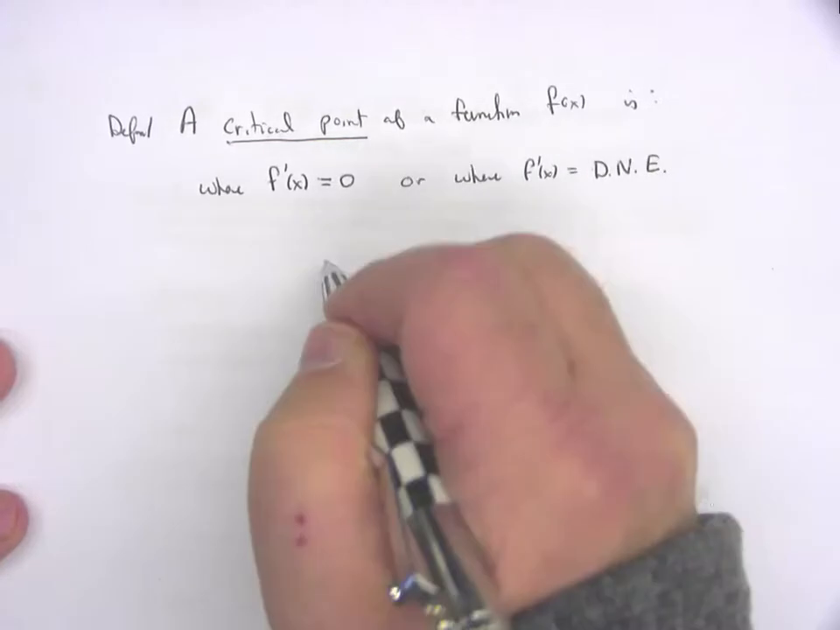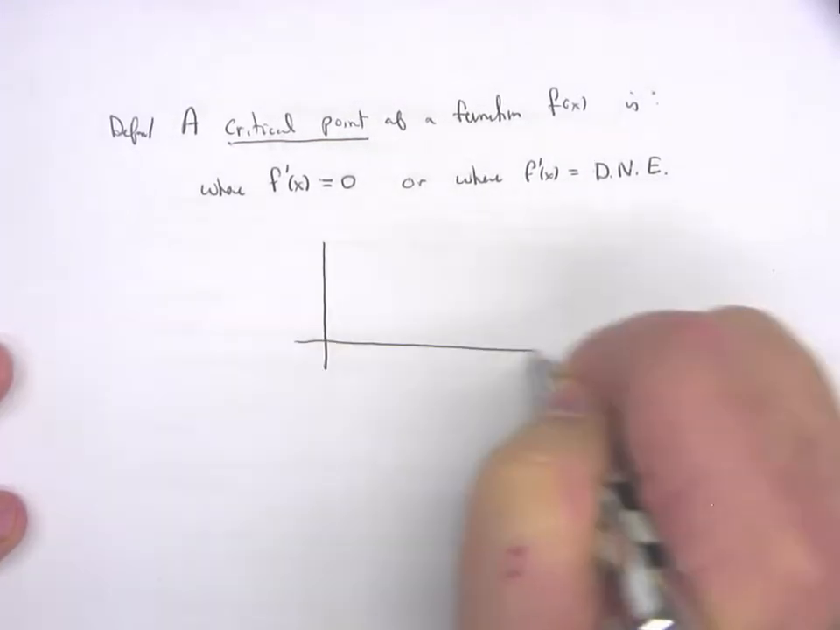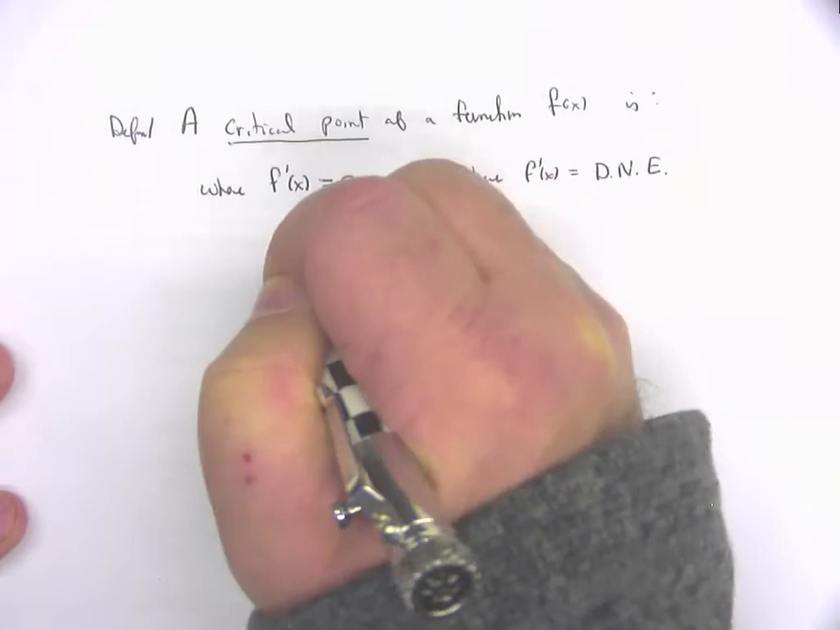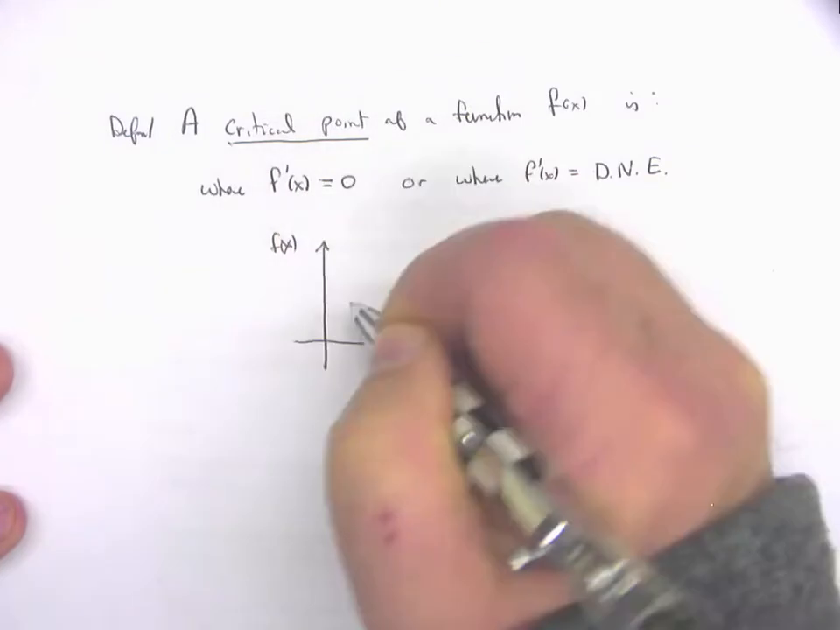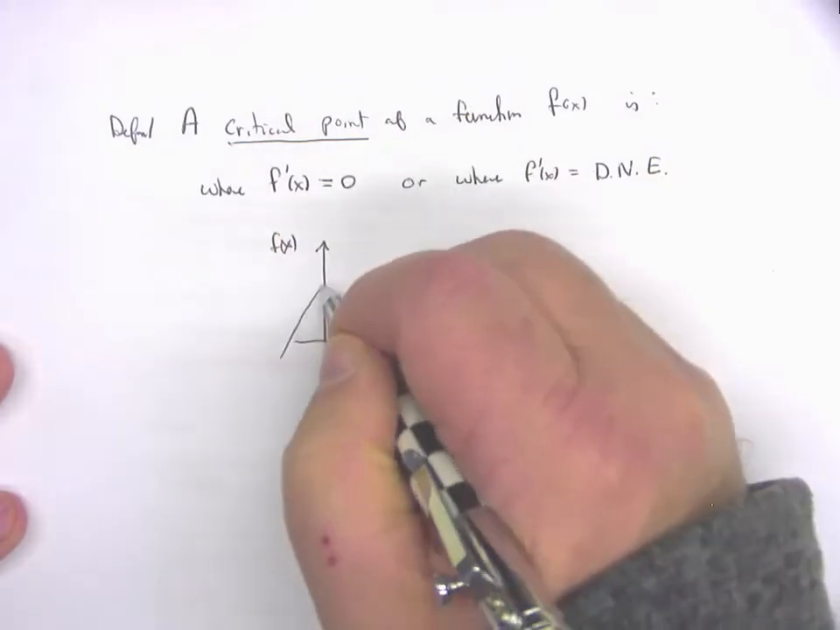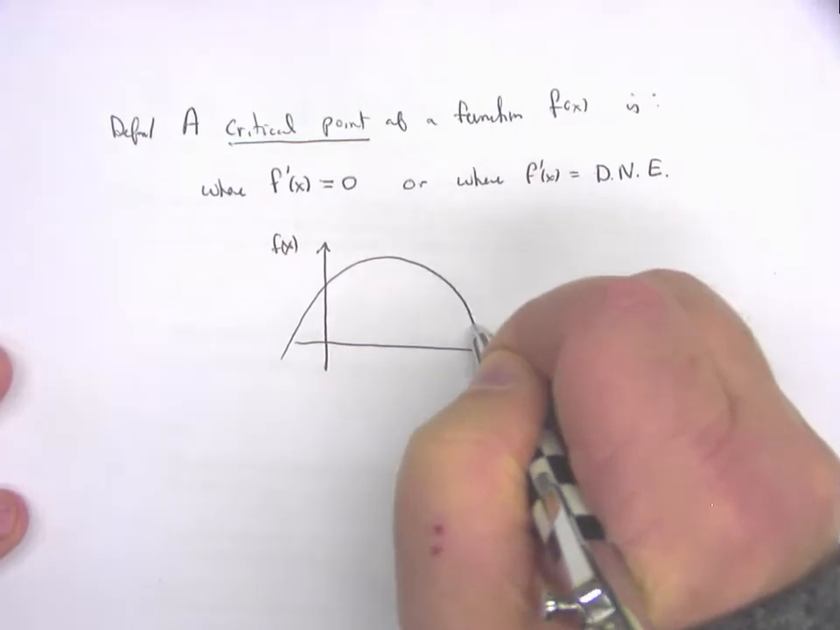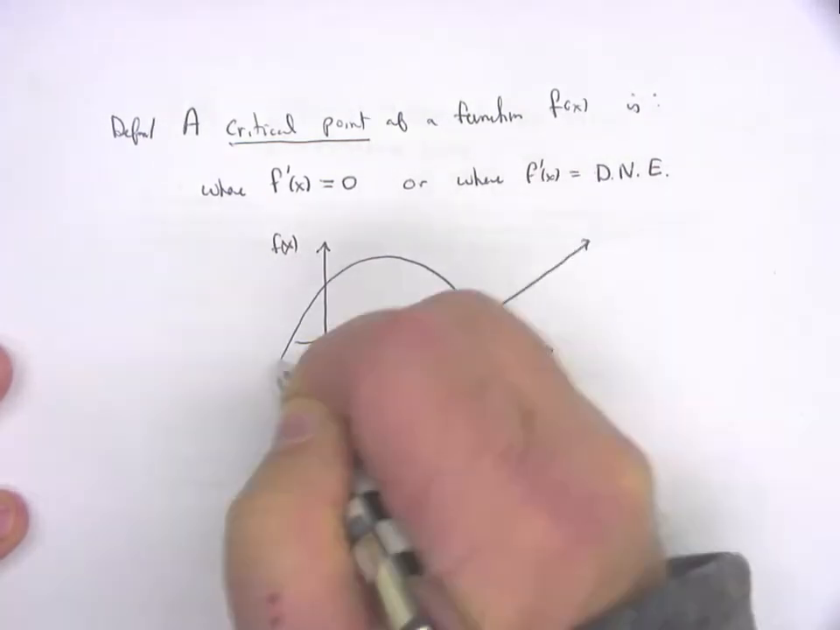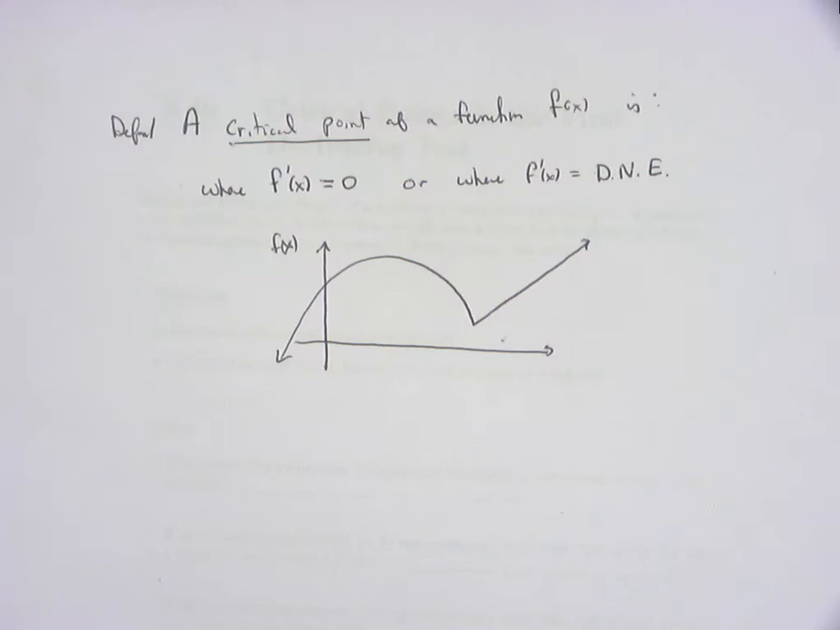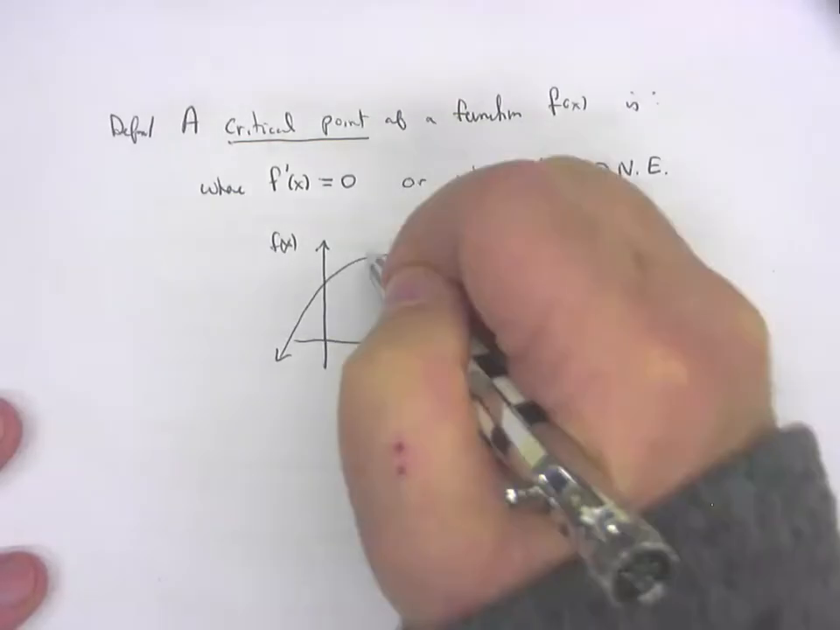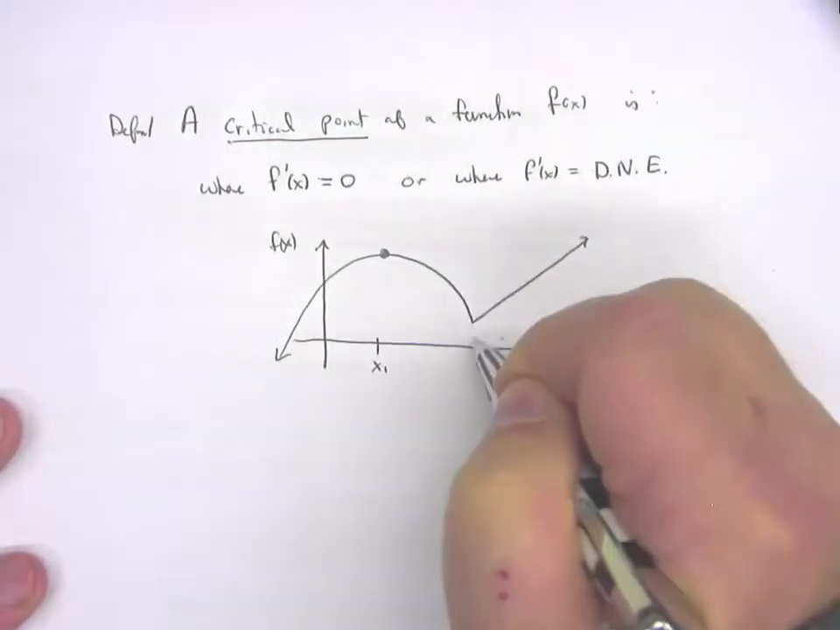If I graph the actual function f of x, let's say the function looks like this. Comes in, does this, and does something like this. There's my graph. On this particular graph, I've got two very special critical points. I'm going to call this one x1, he's going to be here. And the other one is going to be x2, it's going to be here.